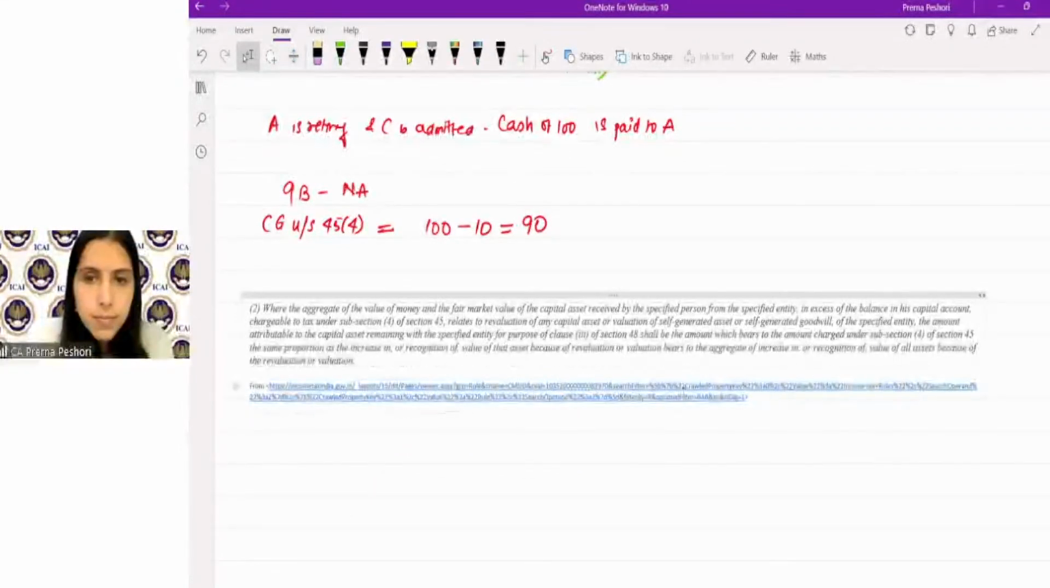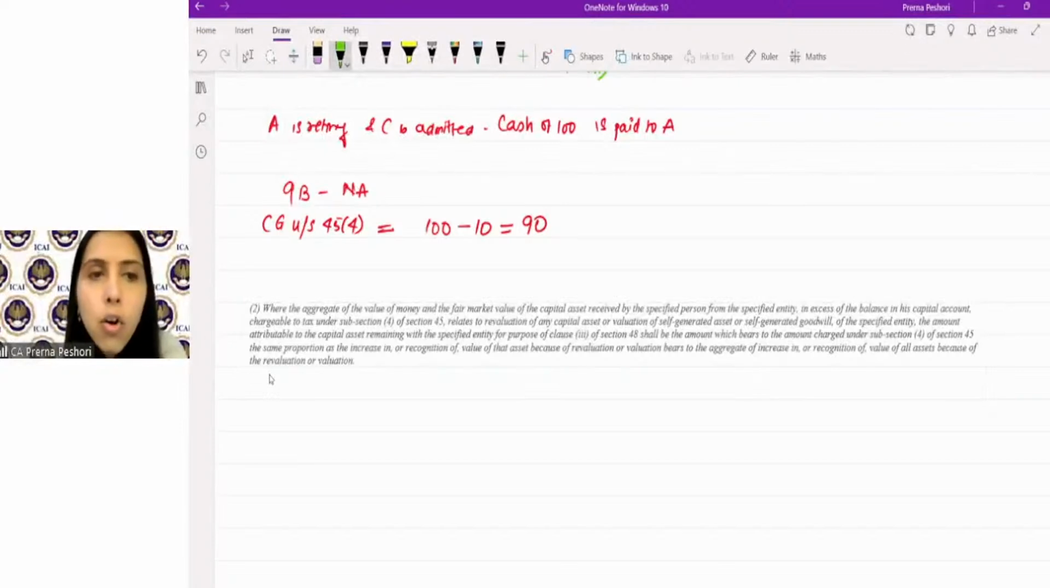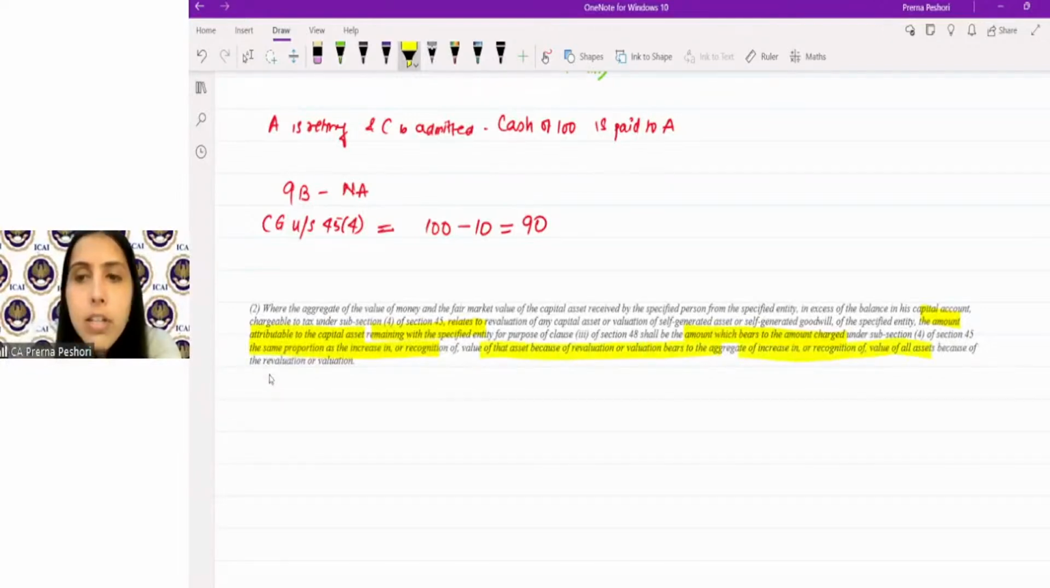It says where the aggregate of the value of money and the FMV of the capital asset received by the specified person from the specified entity in excess of the balance in his capital account, chargeable to tax under 45(4), relates to revaluation of any capital asset or valuation of a self-generated asset or self-generated goodwill of the specified entity, the amount attributable to the capital asset remaining with the specified entity for the purposes of 48(3) shall be the amount which bears to the amount charged under 45(4) the same proportion as the increase in or recognition of the value of the asset because of revaluation or valuation bears to the aggregate increase in recognition or value of all the assets.